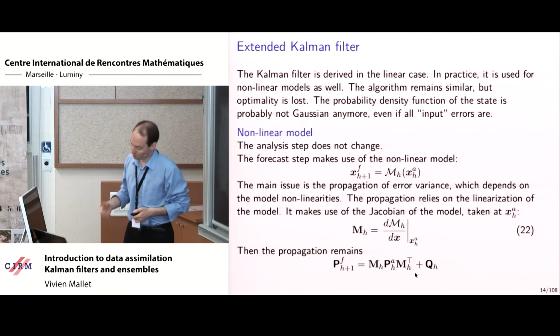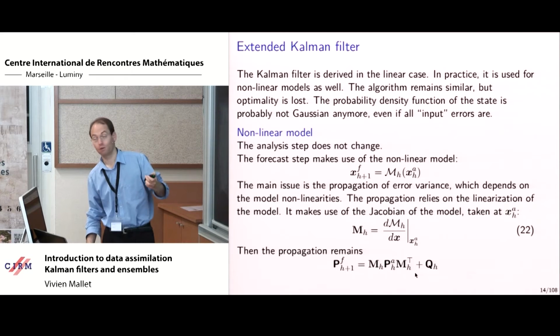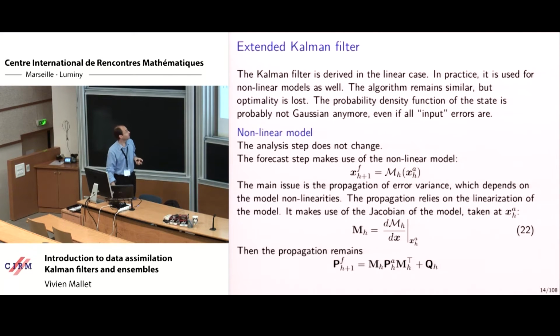And when you have a nonlinear model, which is usually what we have, then you do the same for the analysis step because the model is not there. Okay, just apply the analysis as usual. And for the forecast, you will just call the model to forecast the state, EnKF. You use a full model. Okay, but then you have a problem with the propagation of the error variance.